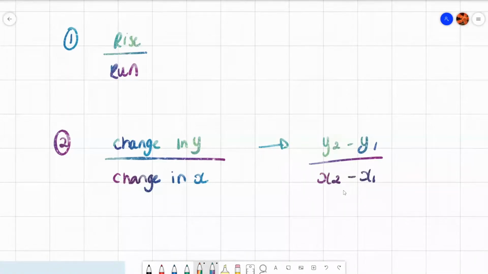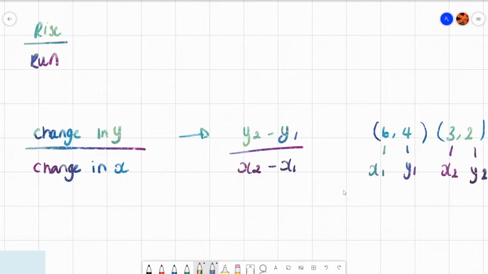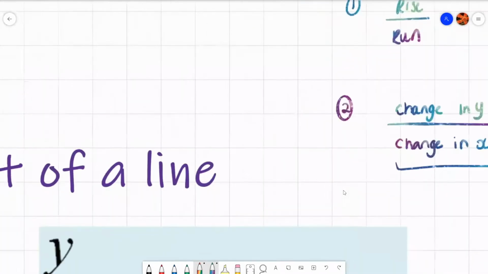Now you might be wondering, what's the y2 and the y1 for? Well, that's because you're going to have a set of two coordinates. I'm just going to make this up: 6 and 4, 3 and 2. That would be your first x coordinate, your first y coordinate, your second x coordinate, and your second y coordinate. These two are the most popular ones that you might see in textbooks. Again, it just depends on which formula you have been taught, or which textbook or website you're looking at. So let's have a look at working out the gradient of a line then.